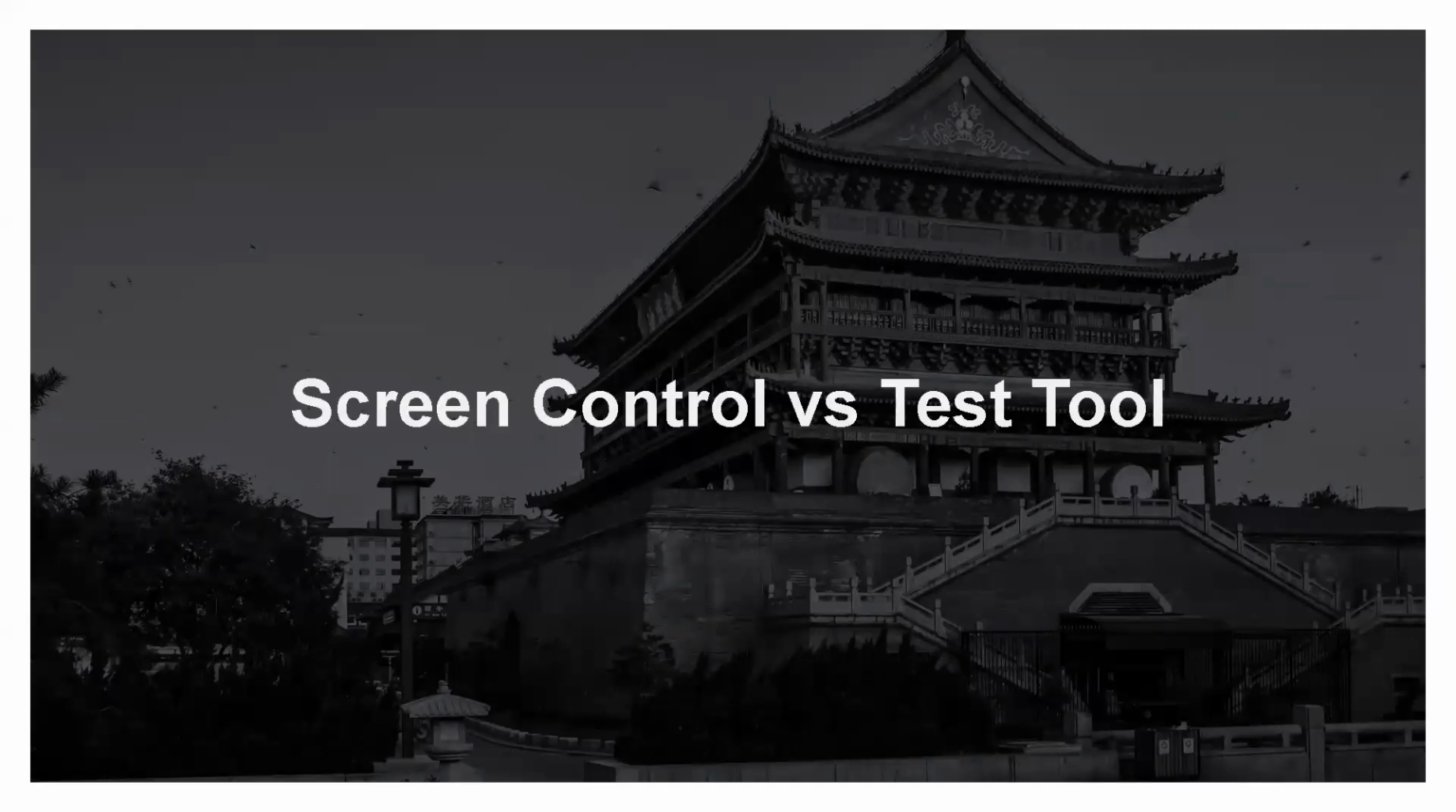Those 2 features have similar functions. They both send a test pattern to your LED screen to test whether your LED screen is well configured. But they are a little bit different. For screen control, all of the test pattern images come from the receiving card. And for the test tool, all of the test pattern images come from your video source, from the control PC. So let's see the details.